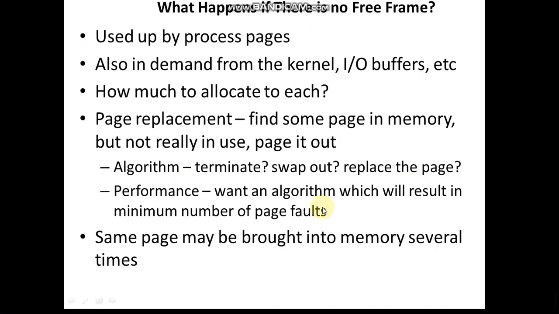What happens if there is no free frame available for a process? Memory is used by process pages, and also in demand by the kernel and IO buffers. How much to allocate? Which page replacement should be used? Which page has to be replaced? Is there any algorithm? Should we terminate the ongoing process or wait, swap out, or replace the page? How is the performance? The same page may be brought into memory several times. Which is the victim frame that has to be taken out of memory, we'll see now.